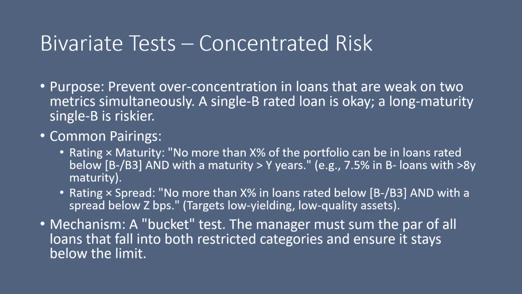So these tests create, I guess you could say, a two-dimensional box. For example, an indenture might say no more than 10% of the portfolio can consist of loans that are rated B minus or lower and have a final maturity longer than 8 years. And the managers obviously must constantly monitor these overlap buckets to ensure that the portfolio is overall compliant.